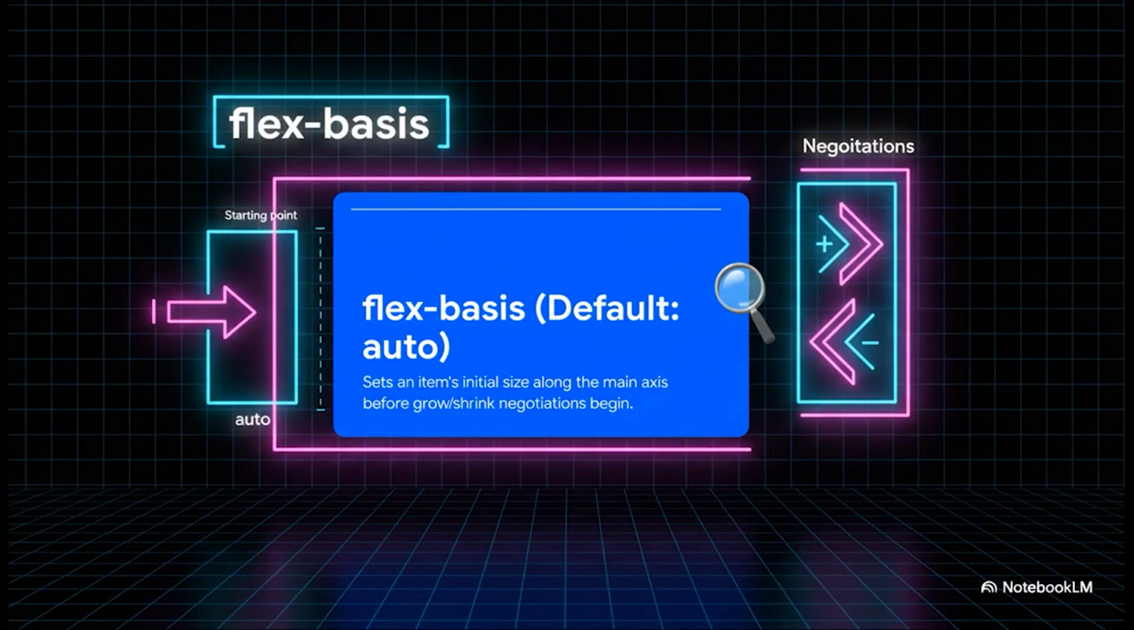So what size do they even start at before all this growing and shrinking? That's Flex Basis. Think of it as an item's opening offer in a negotiation. It's their ideal size on that main axis before any of the flexibility calculations even begin. It is the starting point. Flexbox is about flexibility, but not in a vague sense.